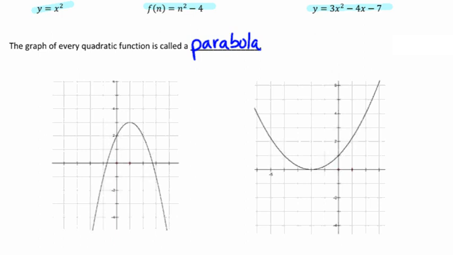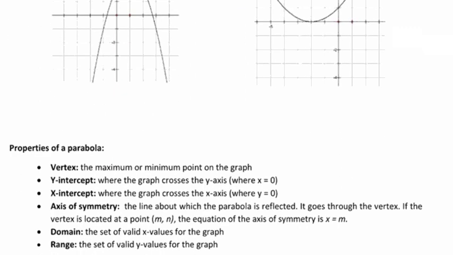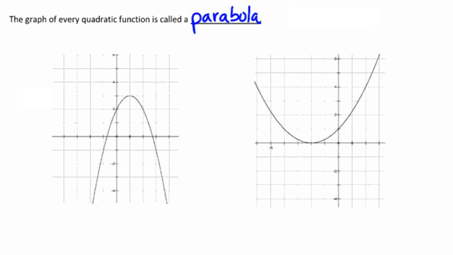So if we go through the properties first, and we'll label those things on our graphs as we talk through them. So properties of parabola: the vertex is the maximum or the minimum point on the graph. So identifying where that is on these two, this first parabola would have a max value right here, and this parabola would have a minimum value right here. Minimum because the rest of the graph opens up, maximum on this first one because the rest of the graph opens down. So our vertex would be labeled as x comma y.